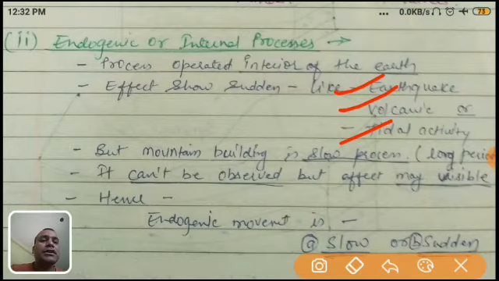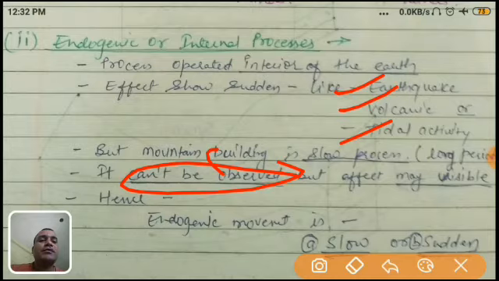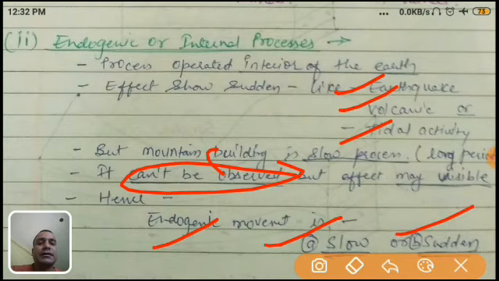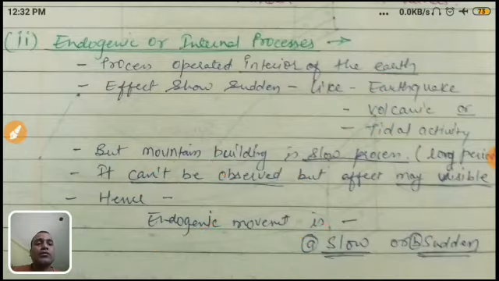It can't be observed, but the effect may be visible. I'm talking about these mountain buildings. You cannot see it happening, but the effect is observed. Endogenic movement is either slow or sudden. So I am discussing in detail this slow and sudden movement.